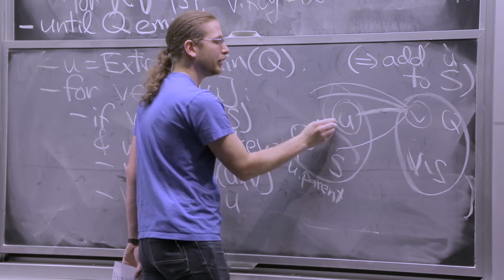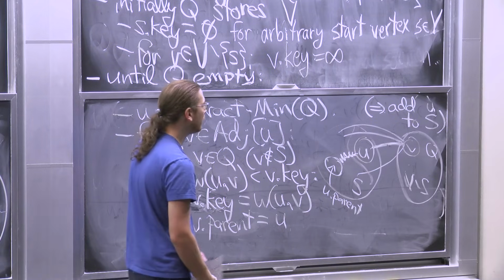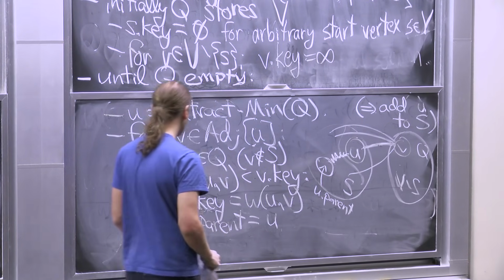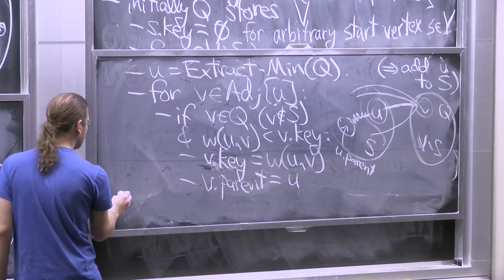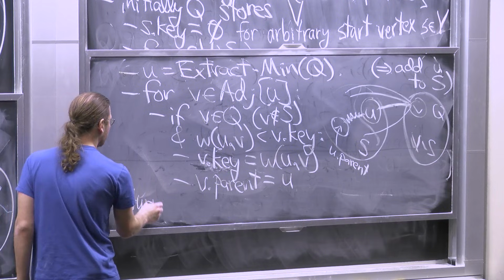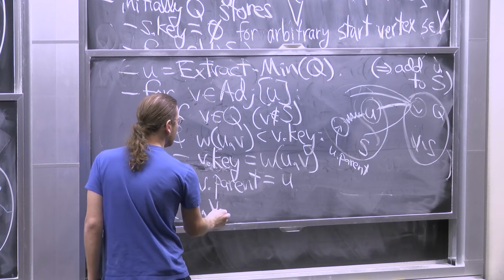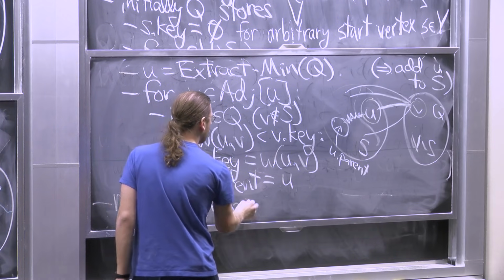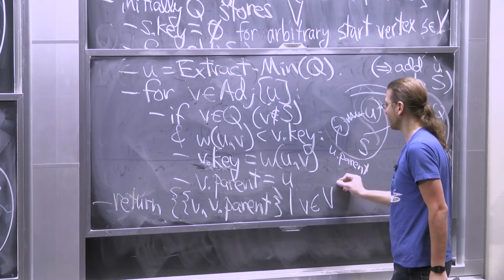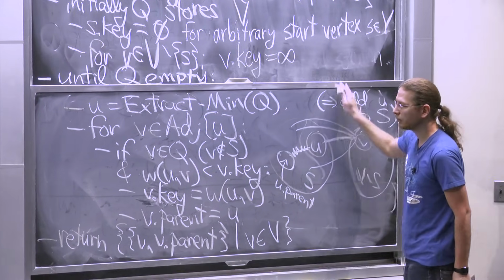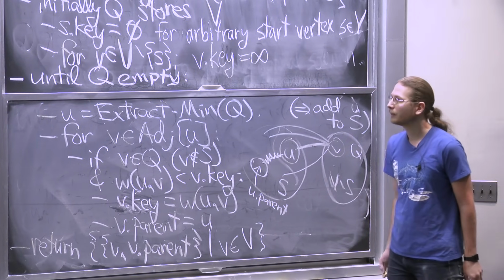And we want to add that edge into the minimum spanning tree when we add u to S. Overall, let me write why this is happening. At the end of the algorithm, for every vertex v, we want v.parent, and that will be our minimum spanning tree. Those are the edges that form the minimum spanning tree. Okay.